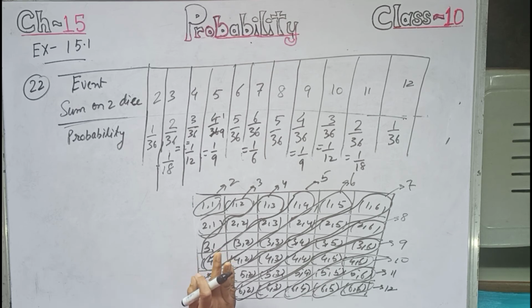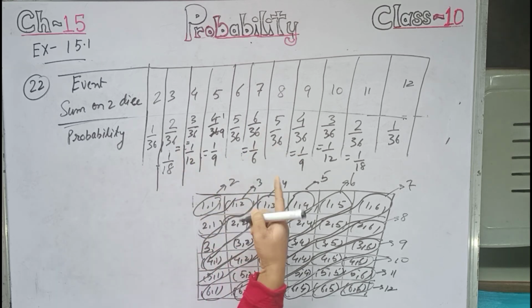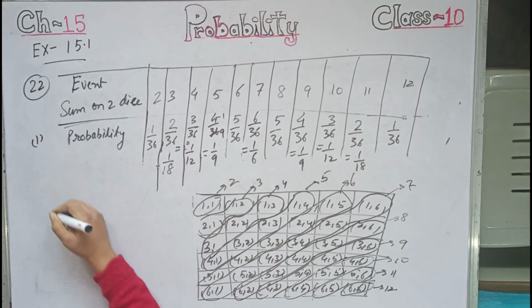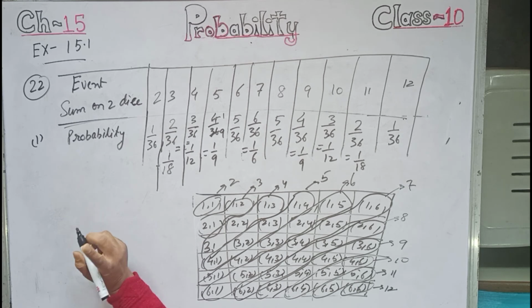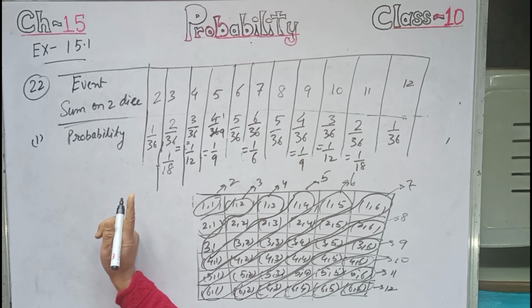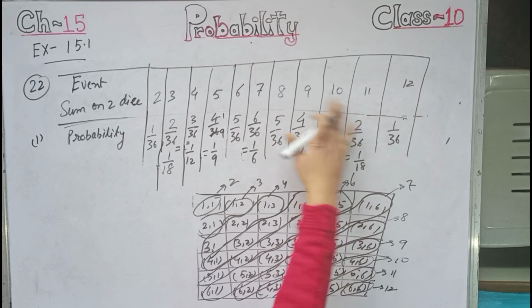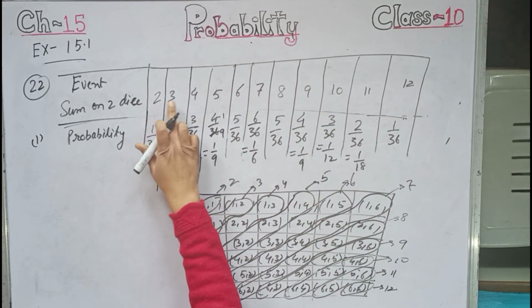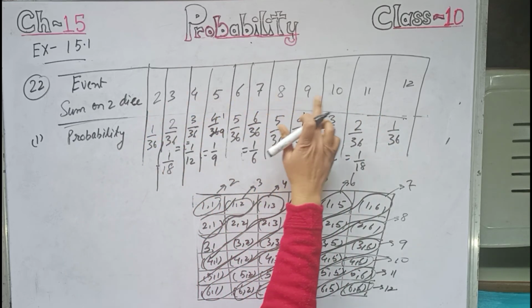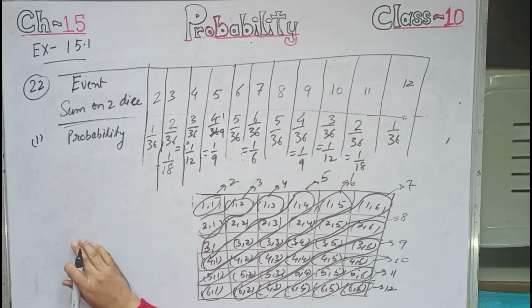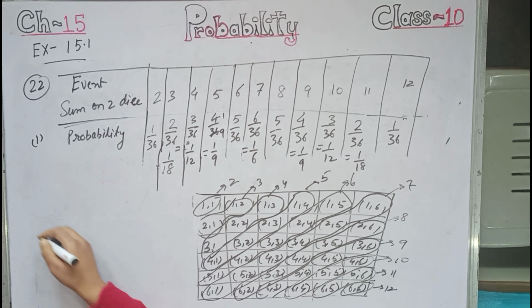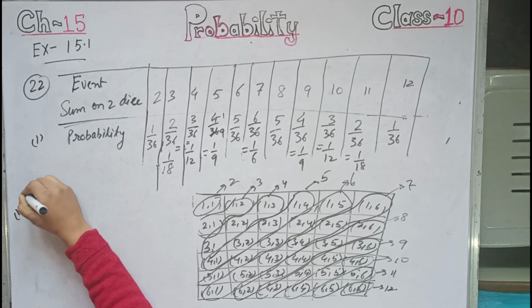Chalo, so this sum is done. This is subpart number 1. Now subpart number 2 says that a student argues that there are 11 possible outcomes: 1, 2, 3, 4, 5, 6, 7, 8, 9, 10, 11. And therefore each of them has a probability 1 by 11. Do you agree with this argument? Justify your answer. No, definitely we don't agree.